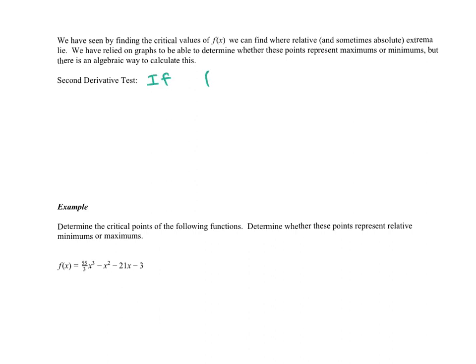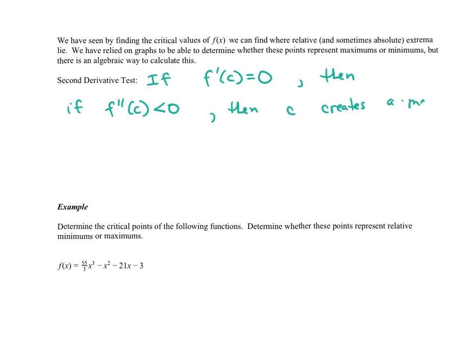It says if f prime of c equals 0. So I take the first derivative and I get a value that makes it 0. Then if f double prime of c is negative, then c creates a max. And if f double prime of c is greater than 0, then c creates a min.